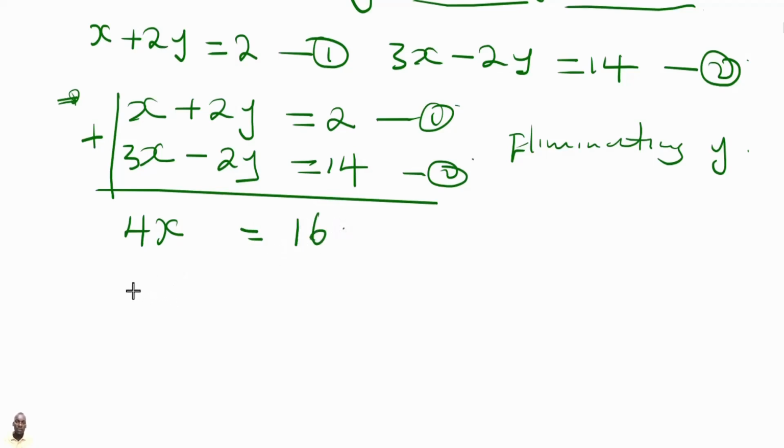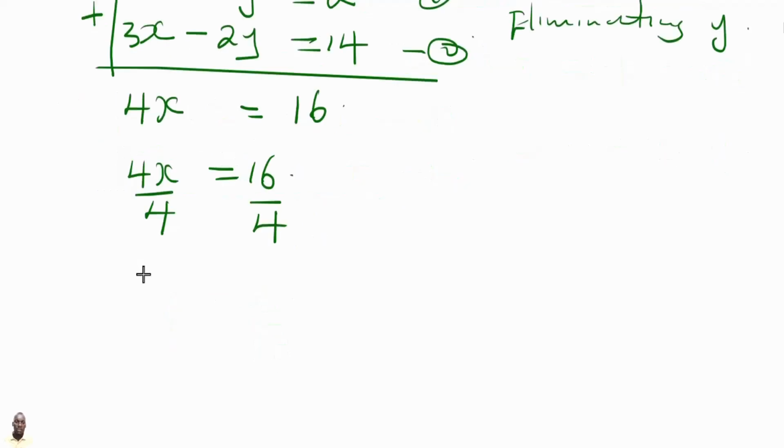Then from there, to get the value of x, we are simply going to divide through by 4 on both sides of the equal sign. So we are dividing through by 4. As we simplify, we have our value of x being equal to 4, since 16 divided by 4 gives us the answer 4.